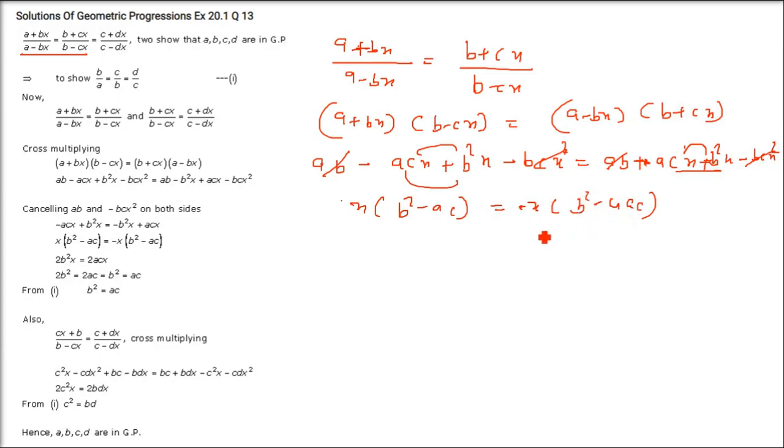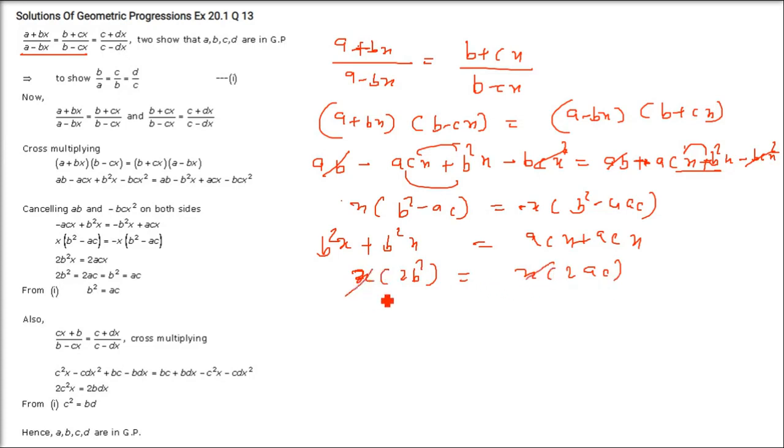So what I am trying to suggest is, take the B square, because ultimately we want B square equals AC. That is why we are going to take B square X on one side and ACX on the other side. So you have twice of B square X equals twice of ACX. So now you get 2B square X equals 2ACX.